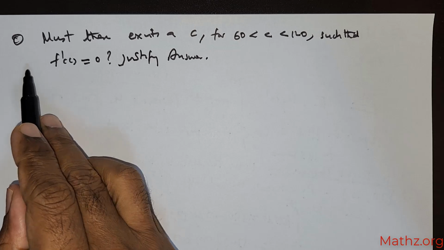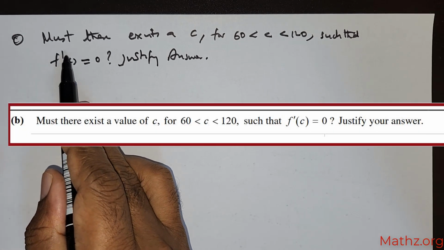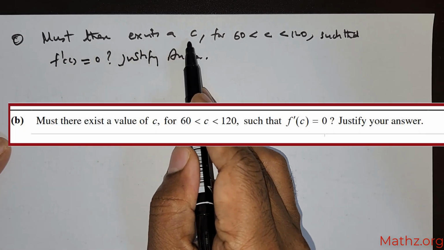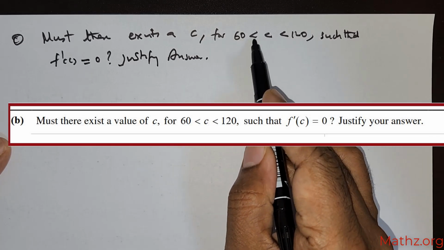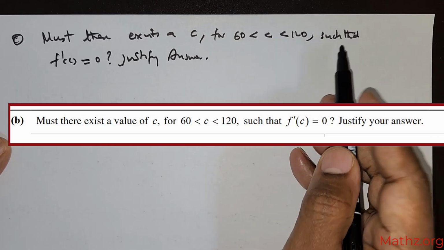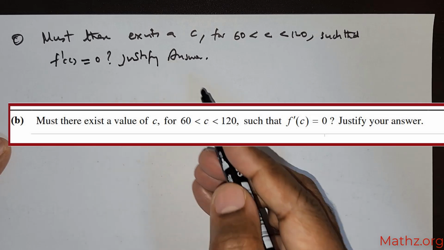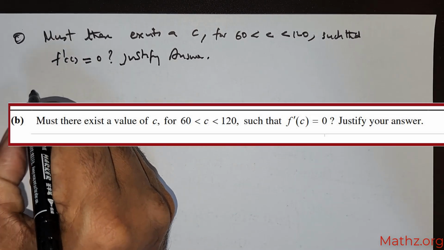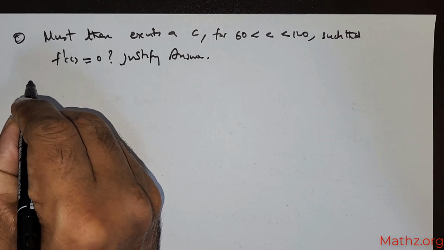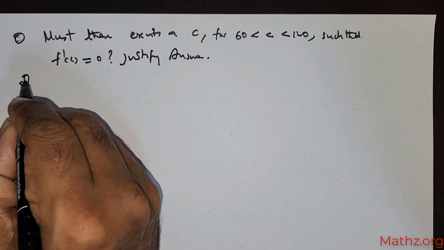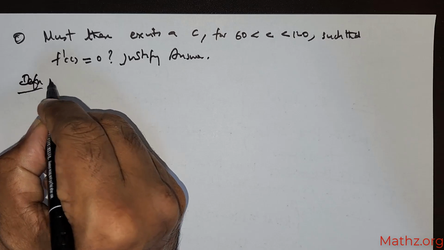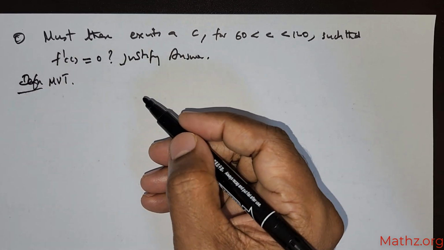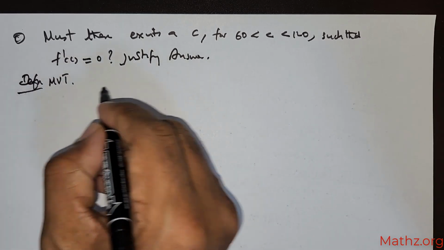Now this is an interesting part. They are asking us, must there exist a value C between 60 and 120 such that f dash of C is equal to 0? Justify the answer. For this, what I wish to state here is the mean value theorem. I am writing the definition of the mean value theorem. So I will write this down here.